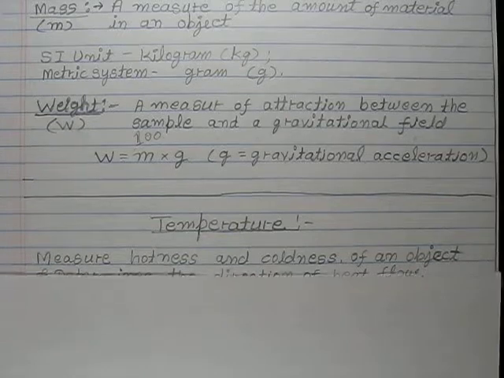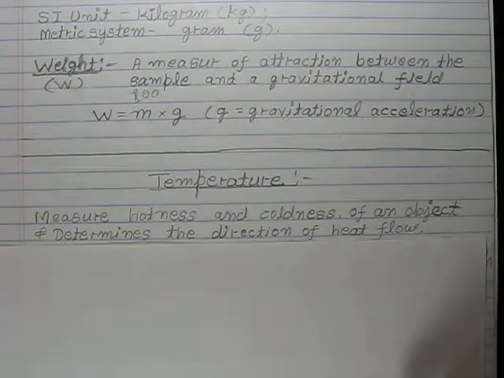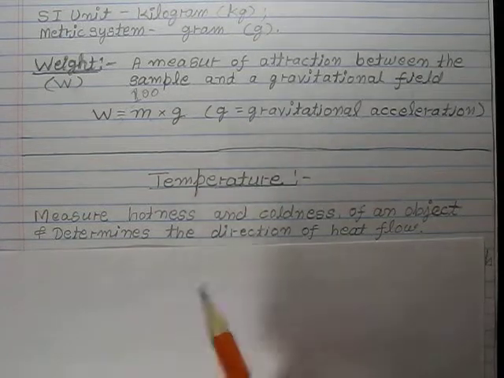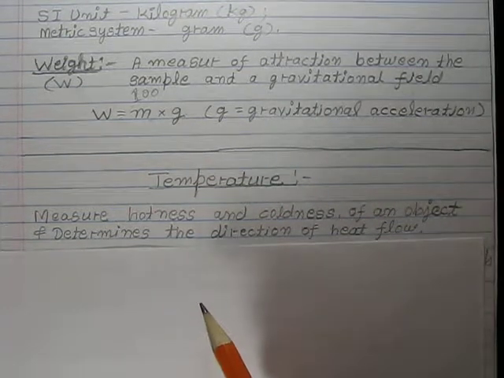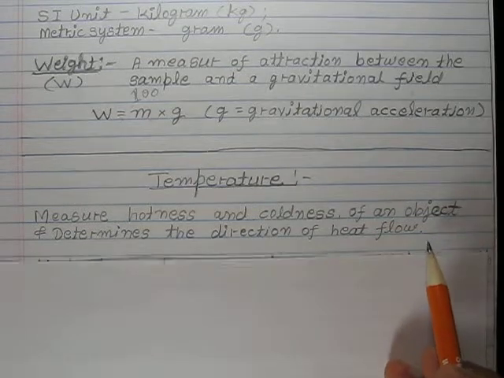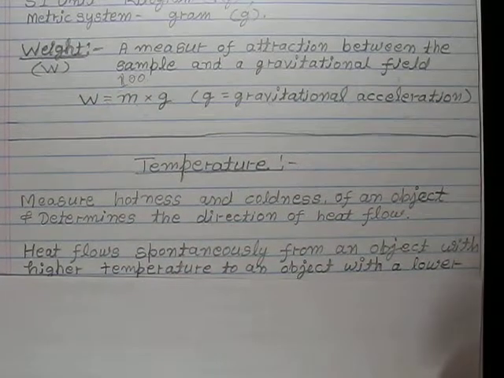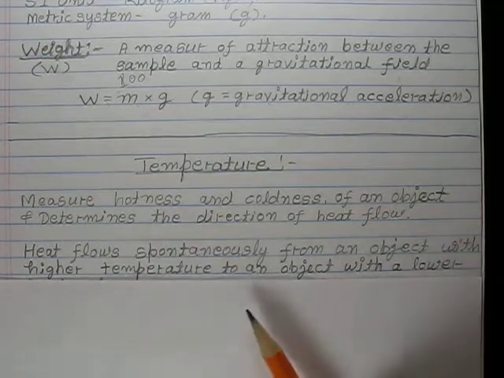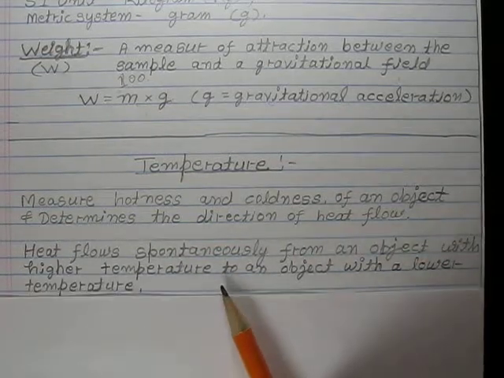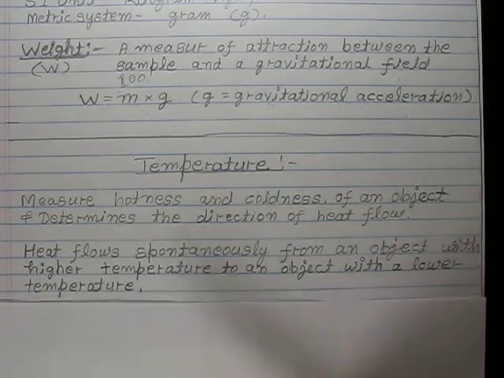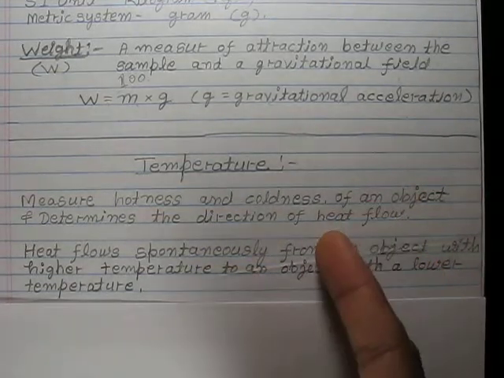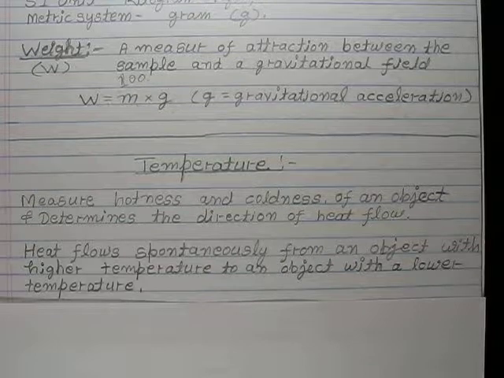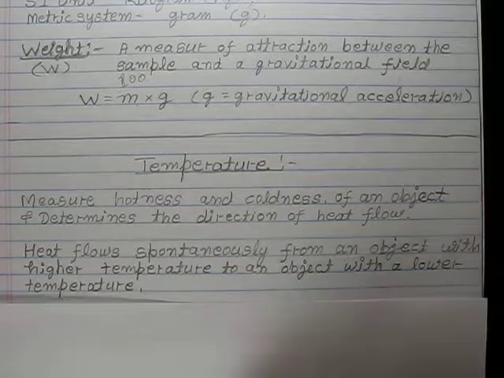And then let's talk about the temperature. So temperature is a measure. What does it measure? It basically measures hotness and coldness of an object, which determines the direction of the heat flow. Just like water flows from a higher height downward, similarly heat flows spontaneously from an object with a higher temperature to an object with a lower temperature. So if we touch any hot pan, we feel very hot, because the pan is at a very high temperature and our body is at a low temperature.